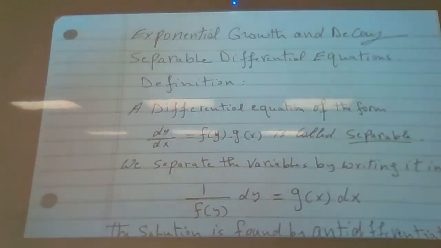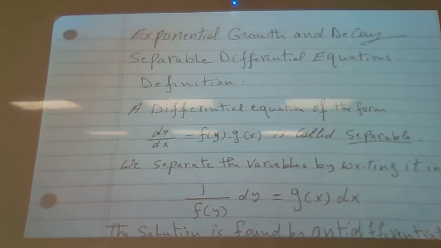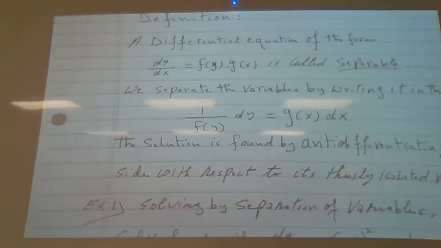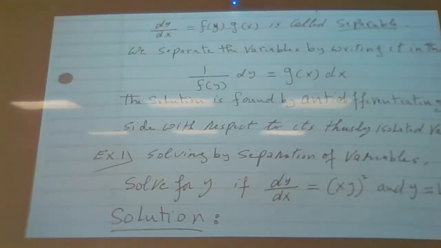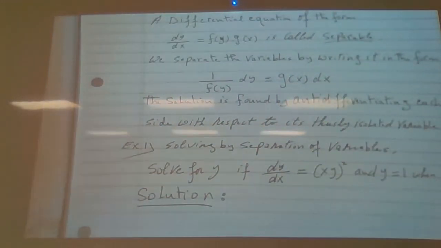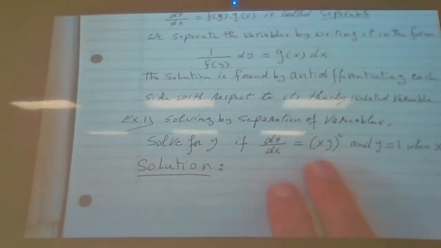What it means is we're going to separate and put the y variable on one side of the equal sign and put the x variable on the other side of the equal sign. And the solution is found by anti-differentiation or by integration. We're going to integrate each side with respect to each variable, whether it's x or y.